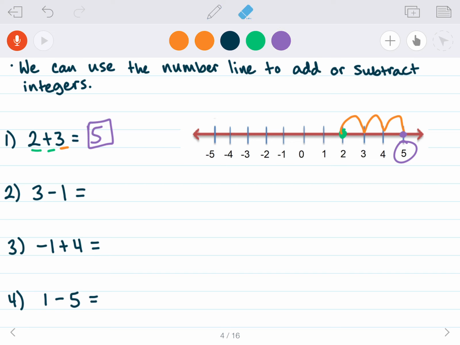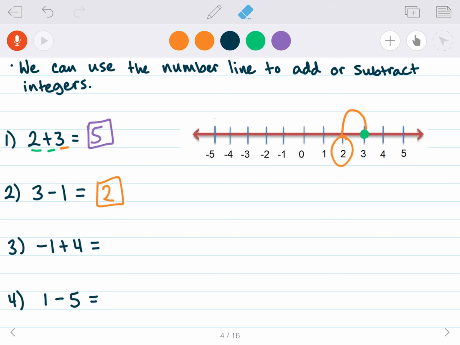All right, what about 3 minus 1? Well, this time we're starting at 3, so I'll mark 3 right here. And the subtraction sign means go to the left. So it says go to the left 1 unit. So from 3, we go to the left 1 unit, and we end up at 2.